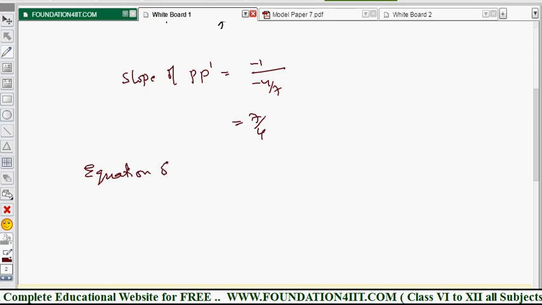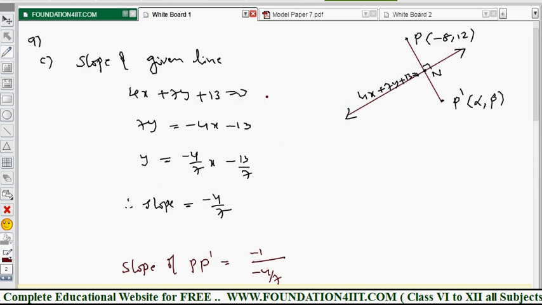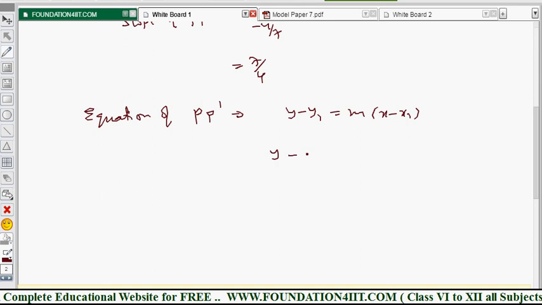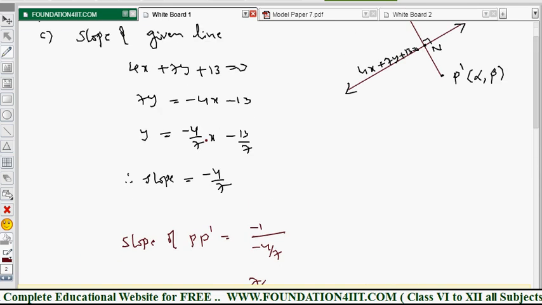Therefore the equation of PP dash uses the formula y - y1 = m(x - x1). We know the point P is (-8, 12), so this is x1 and this is y1. By applying that, y - 12 = 7/4 (x - (-8)), that is x + 8. If you simplify this, you will get 7x - 4y + 104 = 0. Now let it be equation 2, and the given equation is 1.